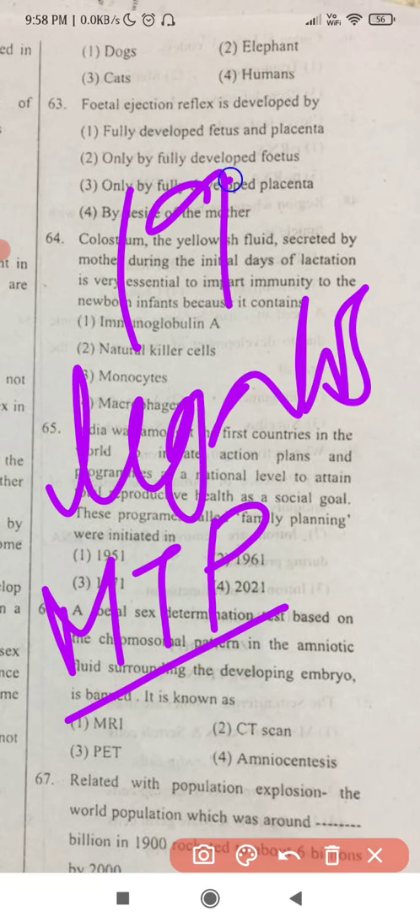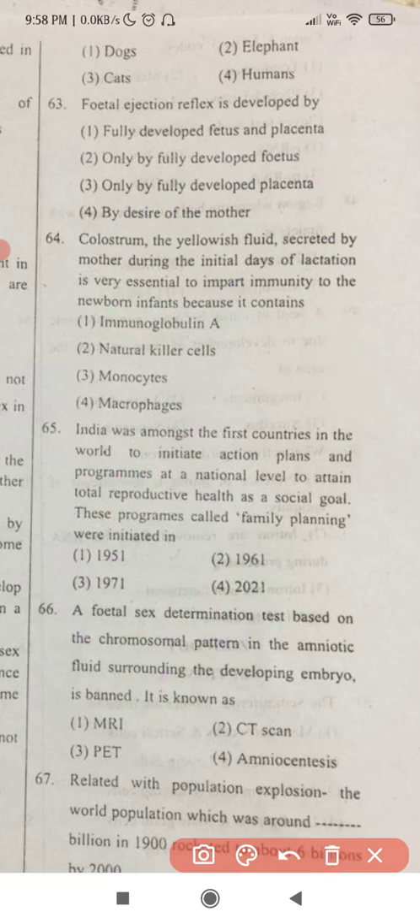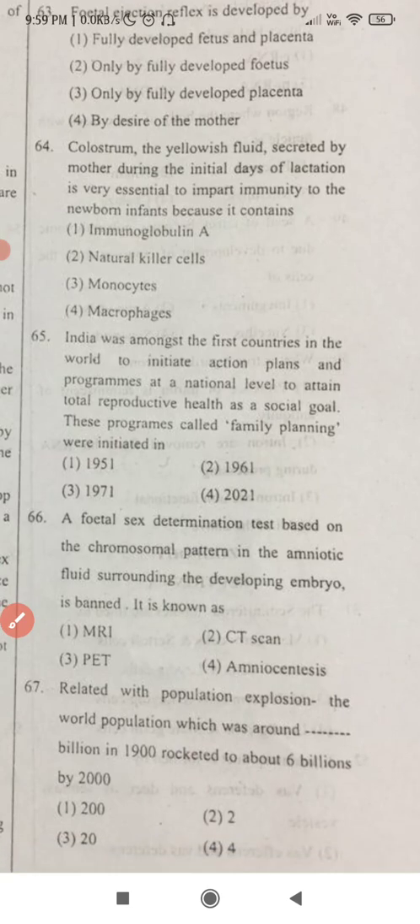Now, a fetal sex determination test based on the chromosomal pattern in the amniotic fluid surrounding the developing embryo is banned. It is known as amniocentesis, in which some of the amniotic fluid is collected and checked for chromosomes, but it is not used for diagnosis of the sex of the baby.